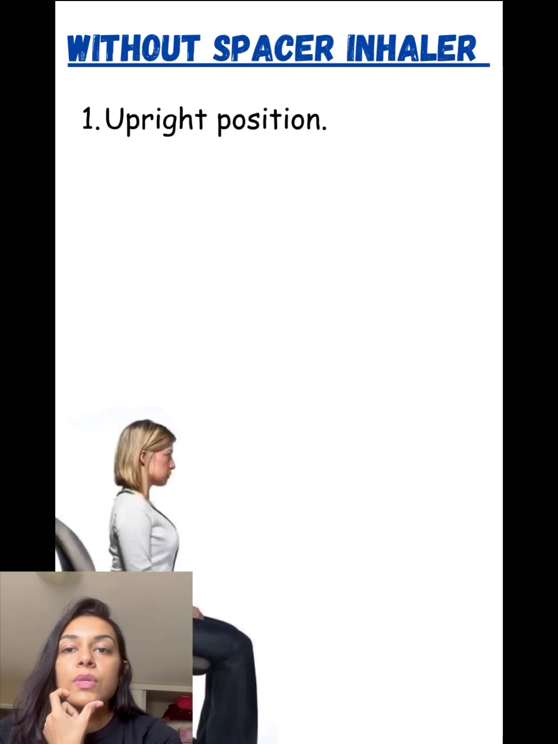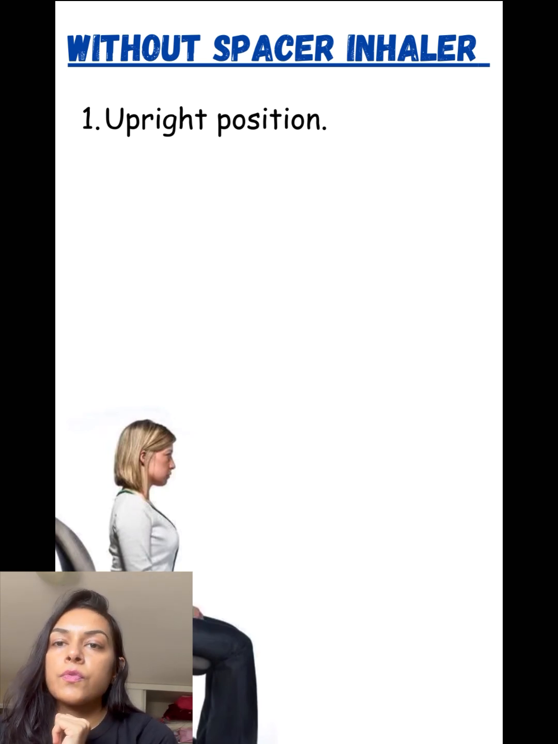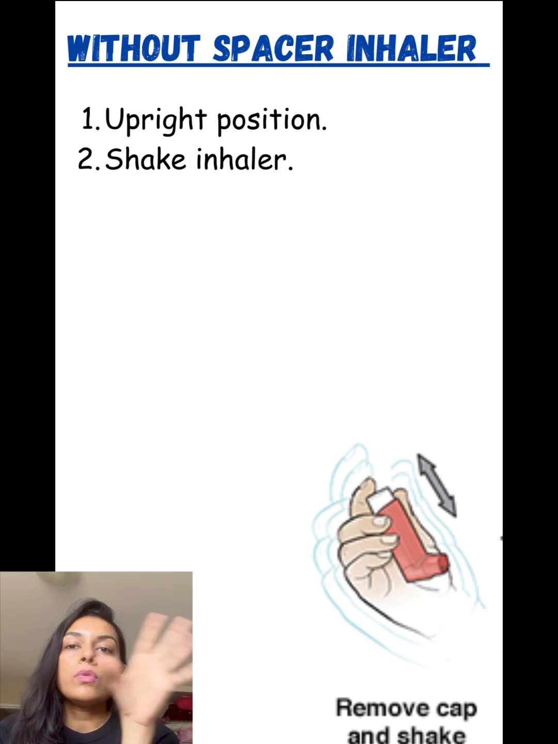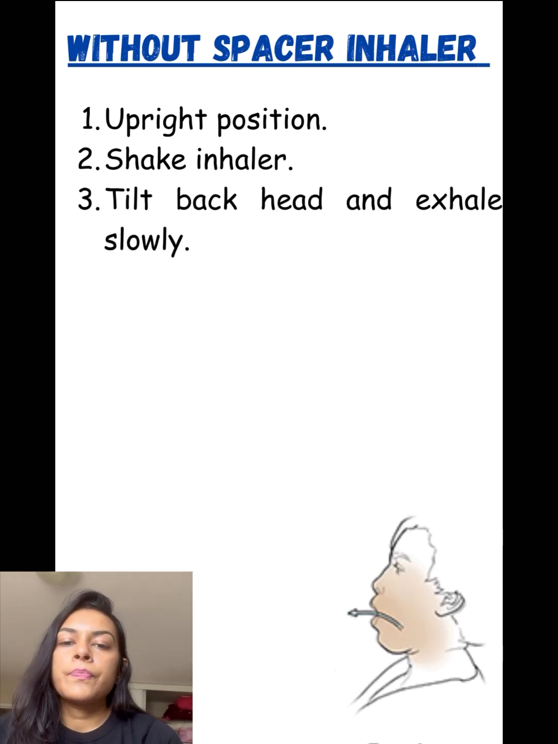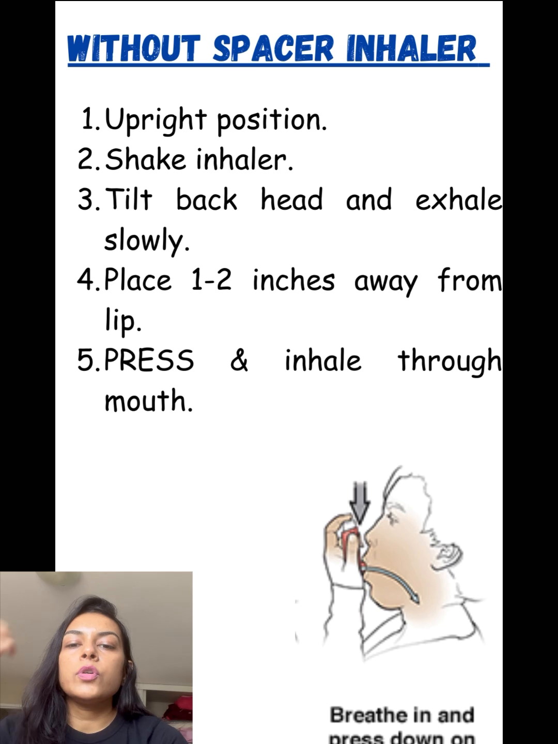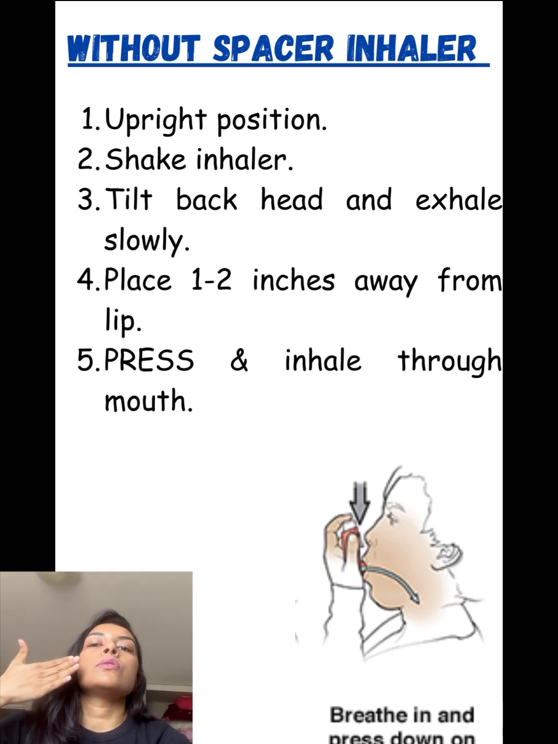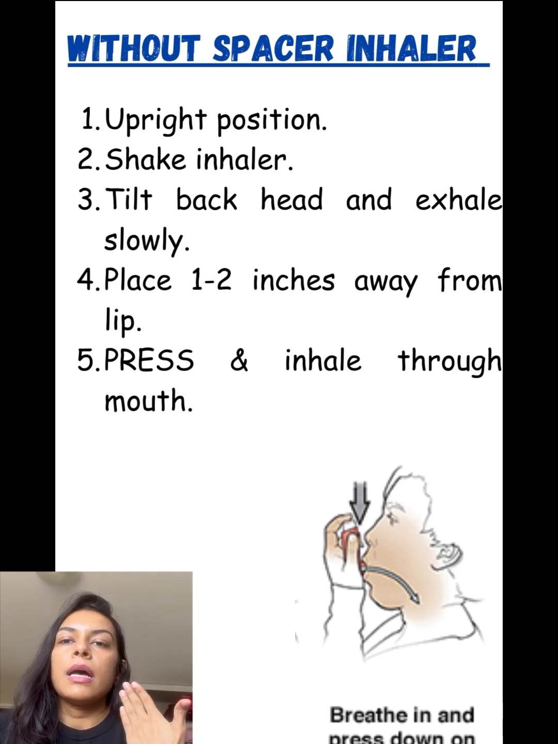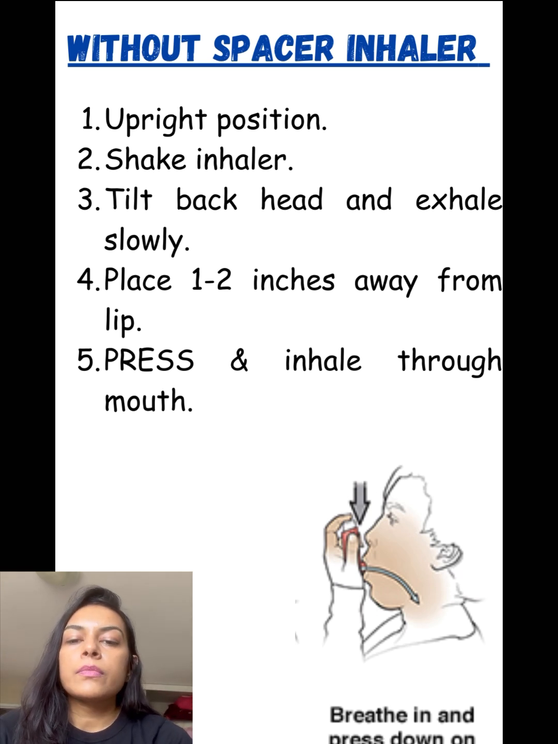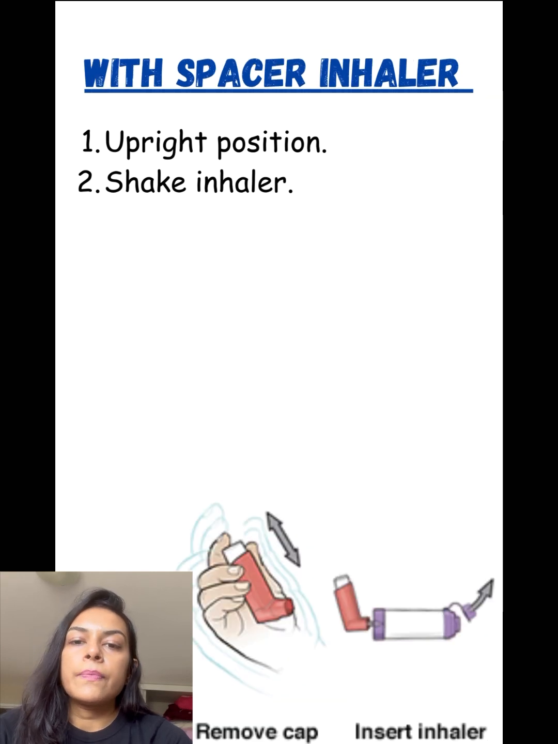So the first one is the without spacer inhaler. We ask the client to stay in an upright position. Then we remove the cap and shake the inhaler. Then ask the client to tilt back the head and exhale slowly. Then we put the inhaler around 1 to 2 inches away from the lips, press it, and tell the client to inhale slowly as the inhaler is pressed. Then hold the breath for 10 to 15 seconds and exhale slowly.